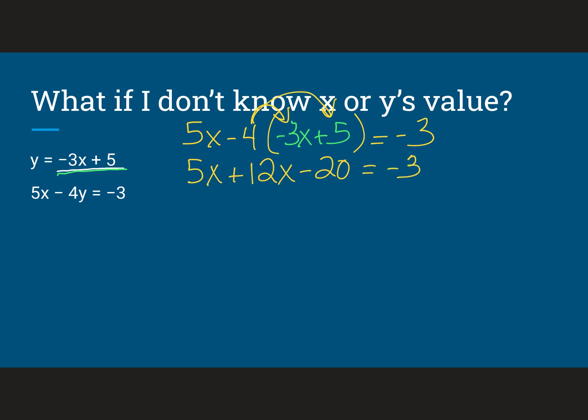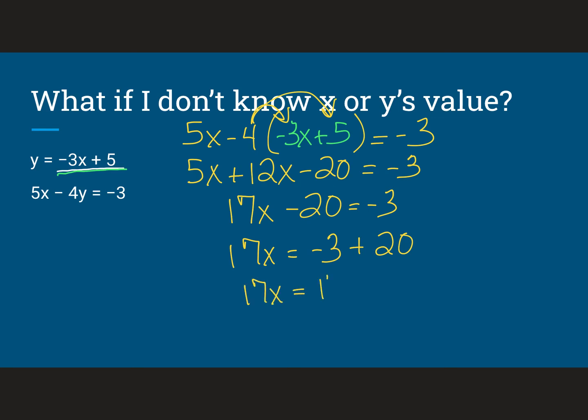I'm going to combine my like terms. 5x and 12x combines to be 17x minus 20 equals negative 3. I'm going to add 20 to both sides. So I have 17x equals negative 3 plus 20. Negative 3 plus 20 is simply 17. So I have 17x equals 17. And when I divide both sides by 17, I get x equals 1.